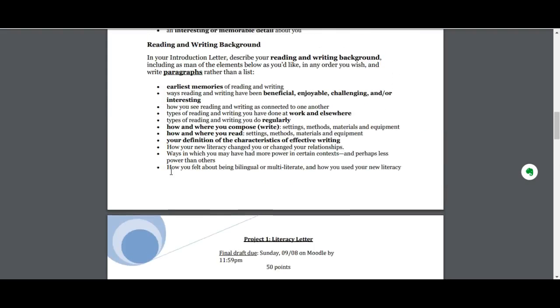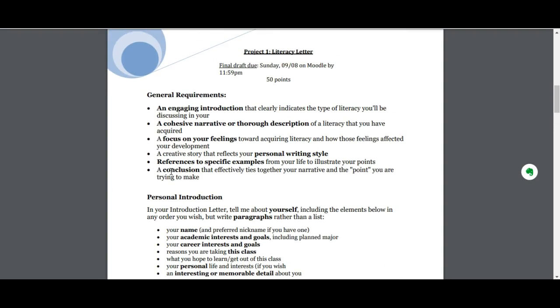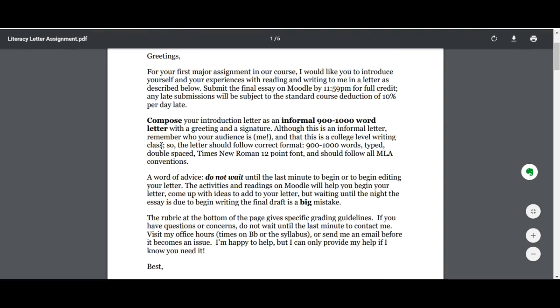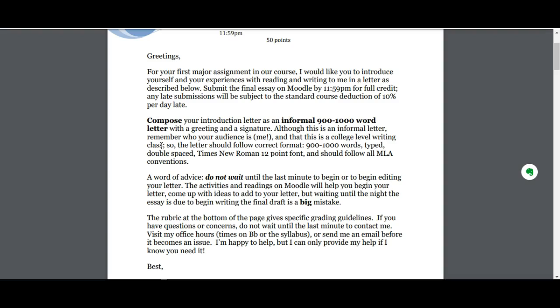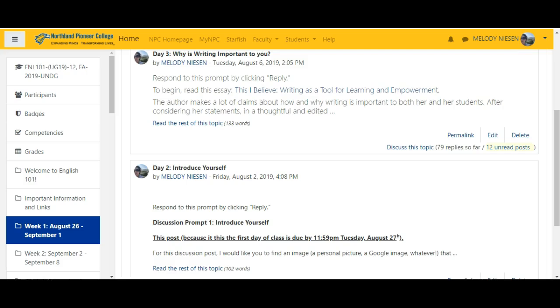The point of the literacy narrative is both to share your experiences with literacy, reading and writing, and also to share a bit about yourself through a narrative, which is kind of a descriptive piece of writing about yourself. So please take time to carefully read the assignment. This will take place in a letter, so it will look like a letter when you send it or when you post it on Moodle. And it's due on Sunday by 11:59 p.m. So that's a little bit about what we're doing this week.